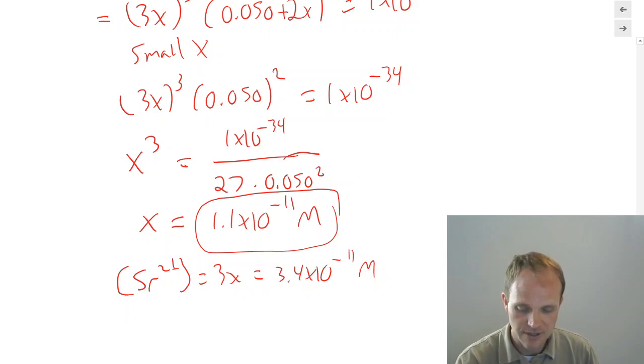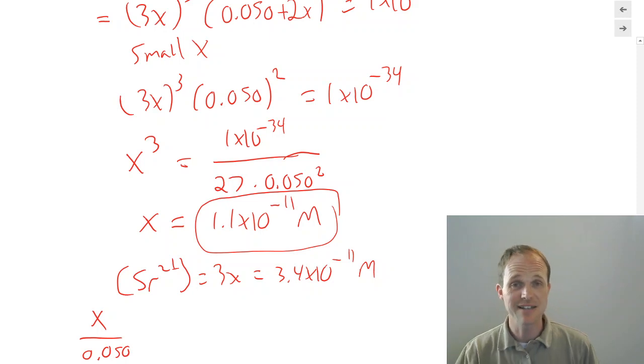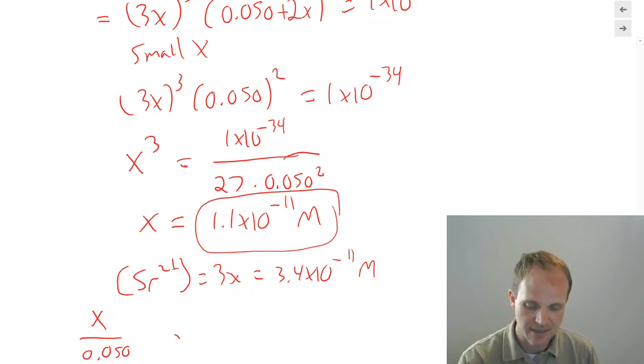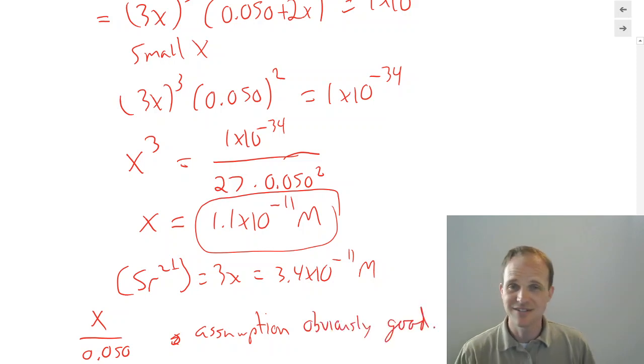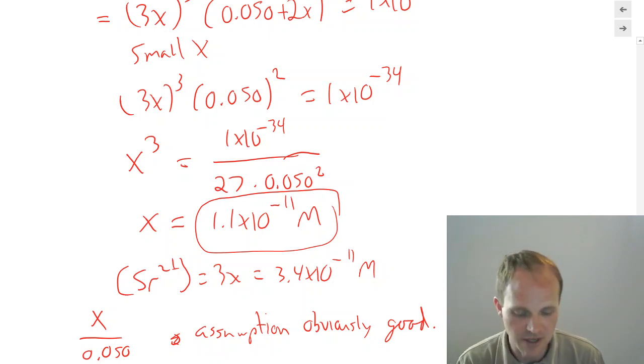What do we check our assumption against here? We compare x to 0.050, 10 to the minus 11th compared to 0.05. Pretty sure that's less than 5%. I can say my assumption is obviously good. Right? So far beyond the chances of it being 5%.